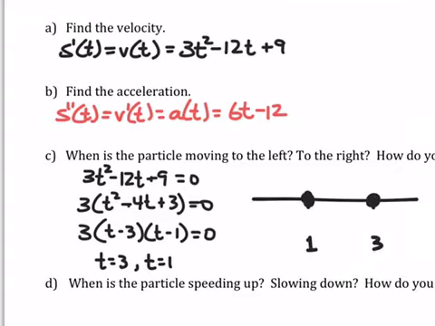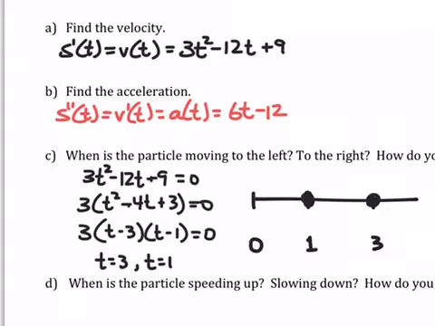Okay, so now I've got a nice interval testing device here that I've got going on. So I'm going to test values between 0 and 1, 1 and 3, and then something greater than 3. And I'm going to determine then where the velocity is positive or negative. I already know at these 2 points at 1 and 3 it's 0, so I'm going to test around it.